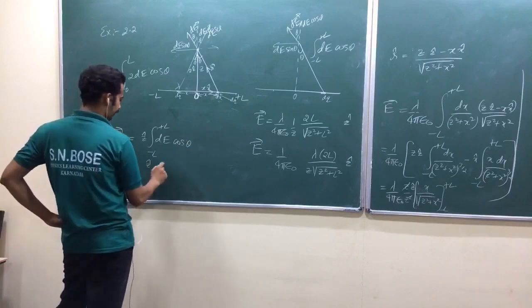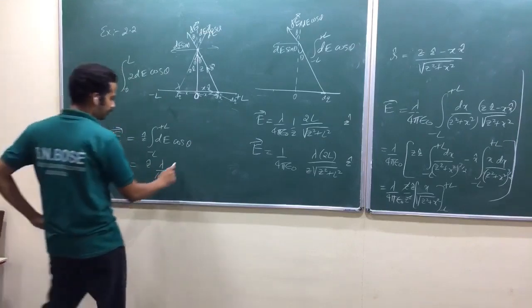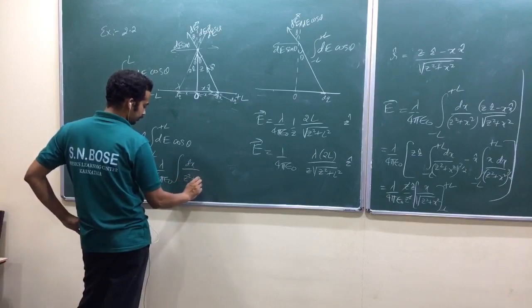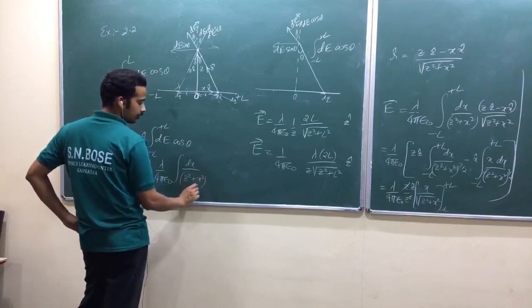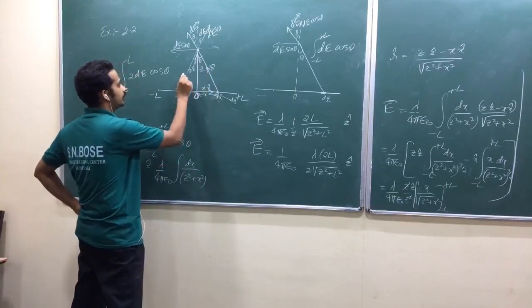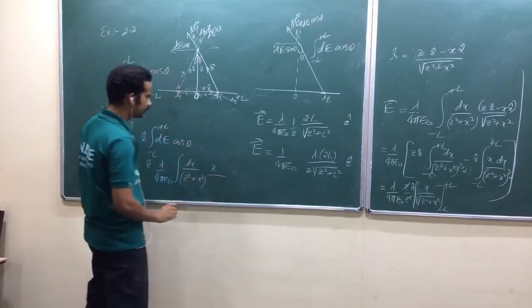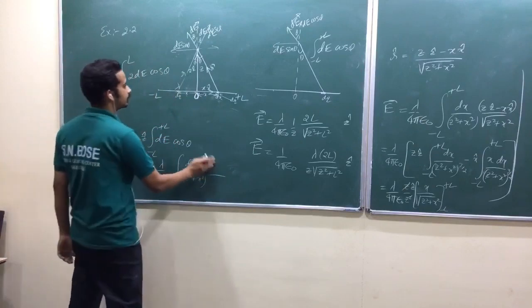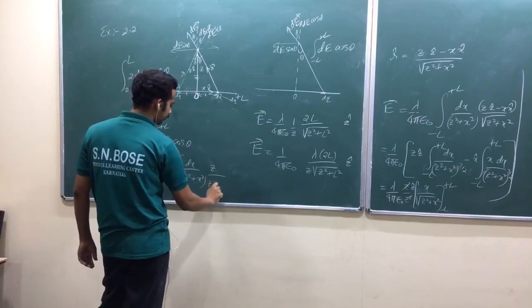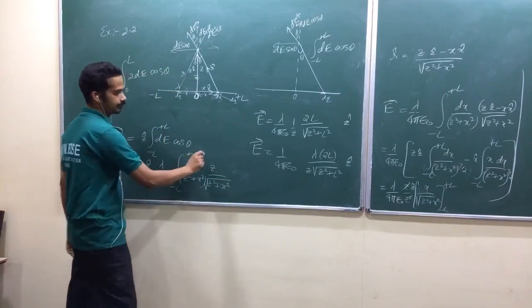What is dE? Lambda by 4 pi epsilon naught, dx divided by z square plus x square. What is cos theta? X divided by r. Am I right? No, not x divided by r. Cos theta is z, the adjacent side, divided by r, which is again root of z square plus x square. You get the same integral. You can check it out. Same integral.